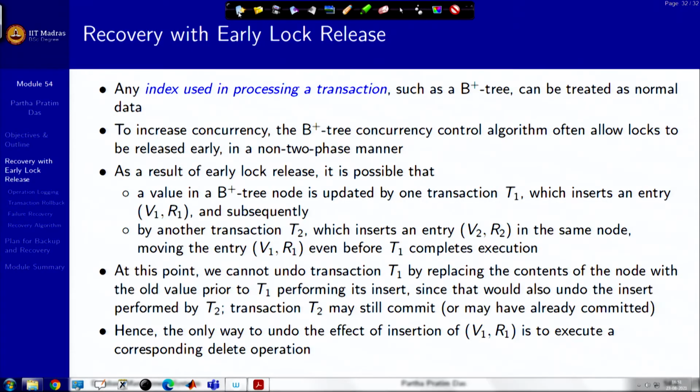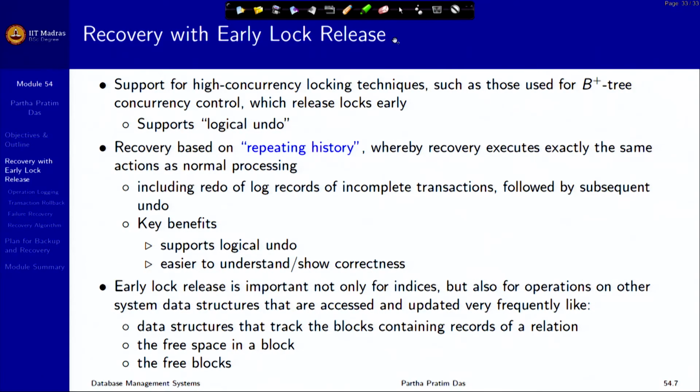So, the only way to undo the effect of insertion is simply to execute a deletion. You don't need the same value of the node with all its other records. All that you need is logically V1 R1, which was inserted, must not be there in the tree. And how do you get there? By delete operation. So, this is the core understanding of the issue of recovery with early lock release.